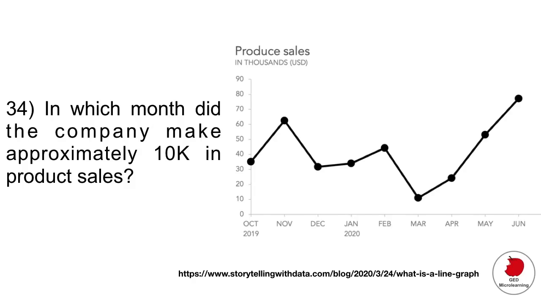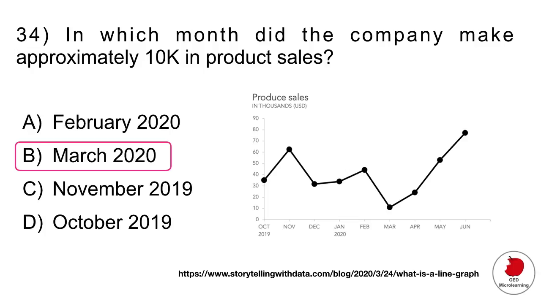So if we look back at our graph, if you look at the y-axis, the y-axis is the sales in thousands. Okay, so they're asking you which month the company makes approximately 10,000. So if you go to the 10 mark and you follow that into the graph, you can see that this happened in March. Okay, so the correct answer is B.